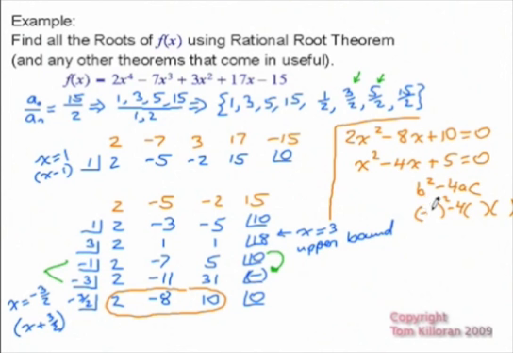b is negative 4, a is positive 1, c is positive 5. This is 16 minus 20. And 16 minus 20 is negative 4. So we're going to have imaginary roots here. Alright, let's finish it off.